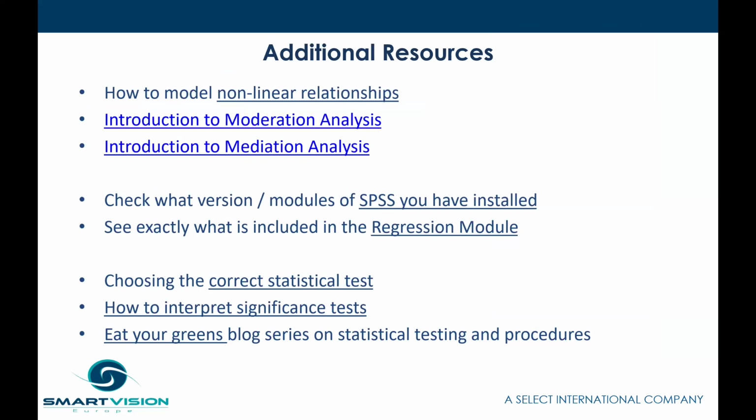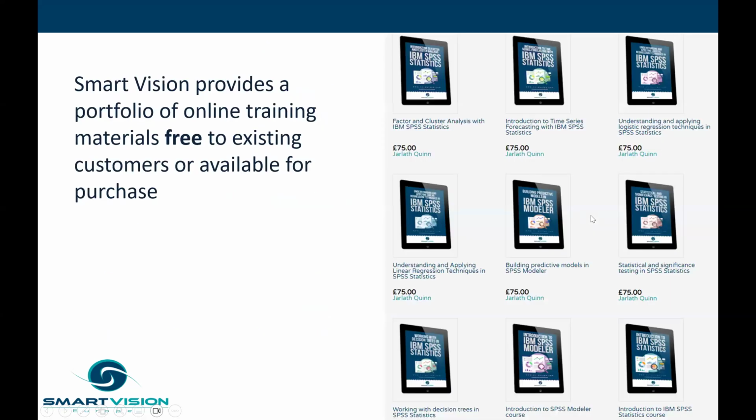Some additional resources. We have some additional videos and resources around things like non-linear relationships and things like moderation analysis and mediation analysis, which is used a lot by students. You can also find out what modules you have installed. If you click on this URL, it will take you to a page where you can see exactly what's included in the regression model, and then some other materials, with URLs here, which will link you to choosing the correct statistical test or how to interpret statistical tests, and a link to our blog series on statistical testing and procedures.